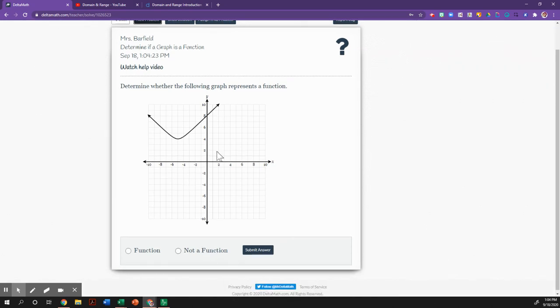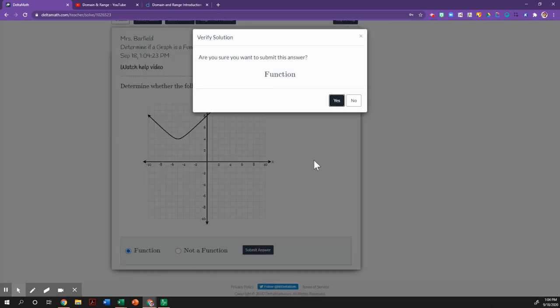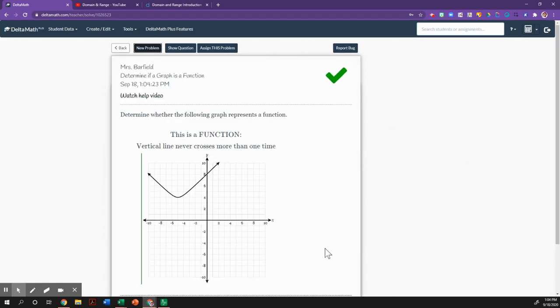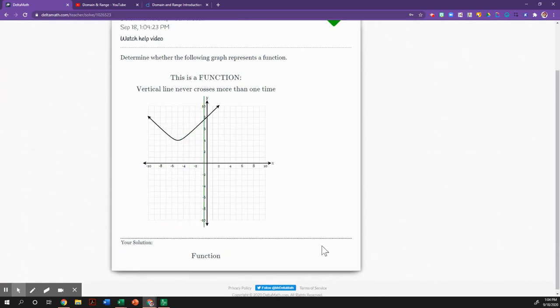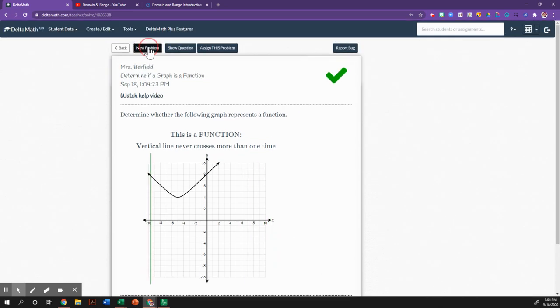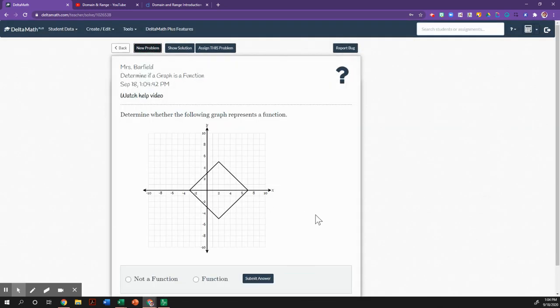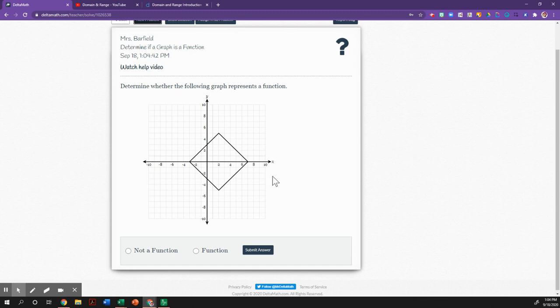All right, new problem. Imagine that green line flying through. Even here, down here, that's okay, and it moves up, that's a function. That moving green line. Let's see if we can get one that's not. There we go, perfect. This will be the last example for this video.